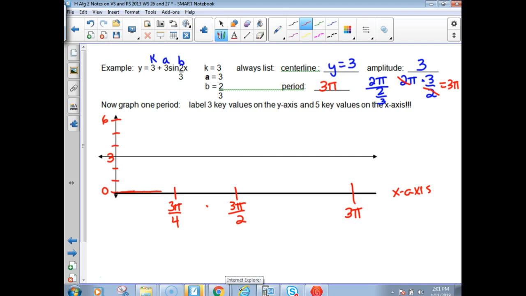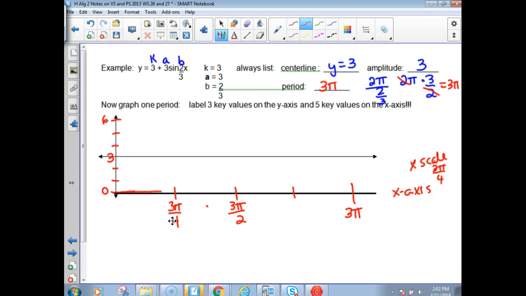1.5 pi over, I don't know how else to say it, but it's 3 pi over 4. Half of something, you can multiply by 1/2. That'll do it. Okay, and now the x scale here is actually 3 pi over 4. Now, I have to cut in half between 3 pi over 2 and 3 pi and get it labeled.